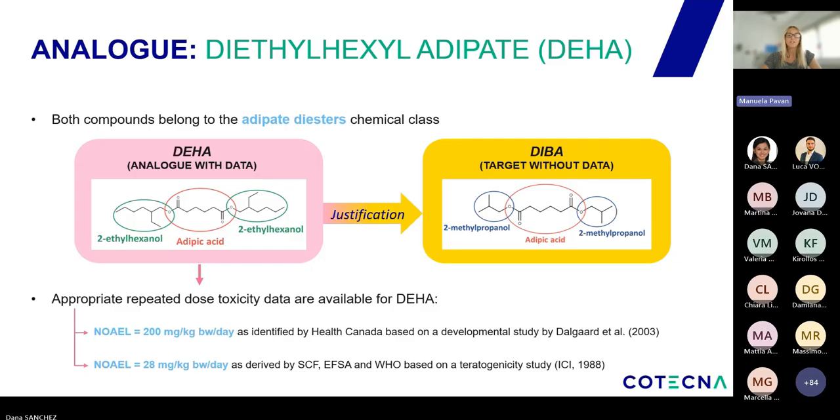So this example is just to give you an idea of how, in the case of data-poor substances, a safety limit for the target compound can be inferred from the toxicological data of a suitable analog using a scientifically justified read-across approach.